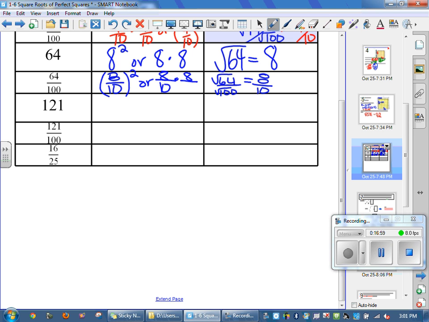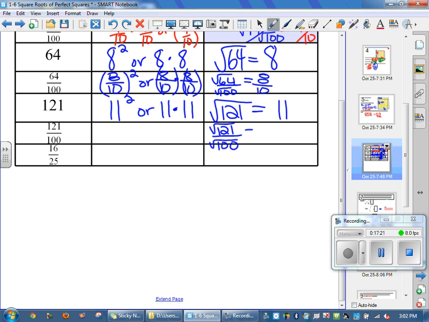Okay? Over here, I'm going to have the square root of 121, which gives me 11. So here I'm going to have 11 squared, or 11 times 11. The second last one, I'm going to have root 121 on top of square root 100, which is going to give me 11 over 10. We're going to notice that our top number is bigger than our bottom number. Is that okay? Yeah, that's okay. So this is going to give me 11 over 10 squared, or 11 over 10 times 11 over 10, whichever way you like to do it.